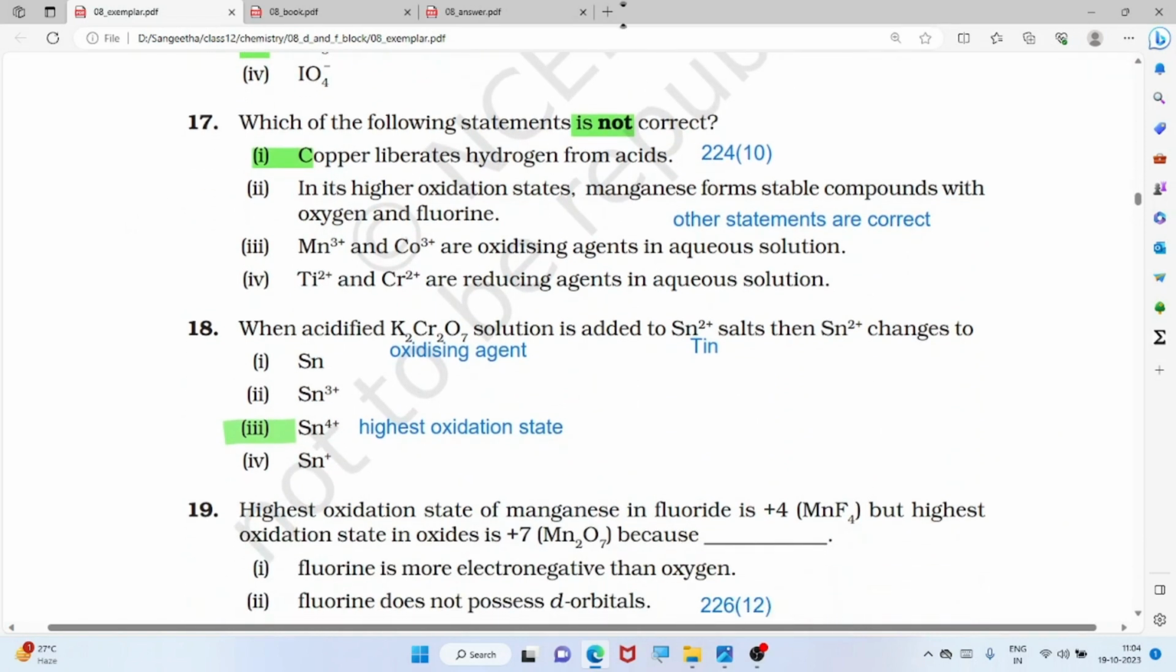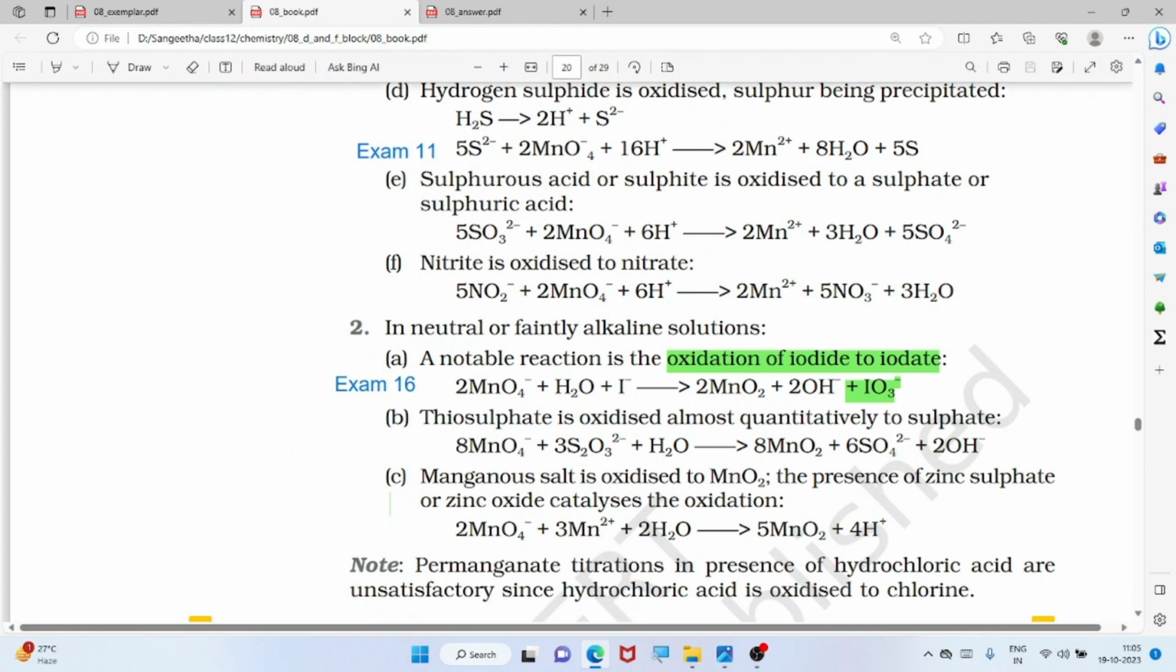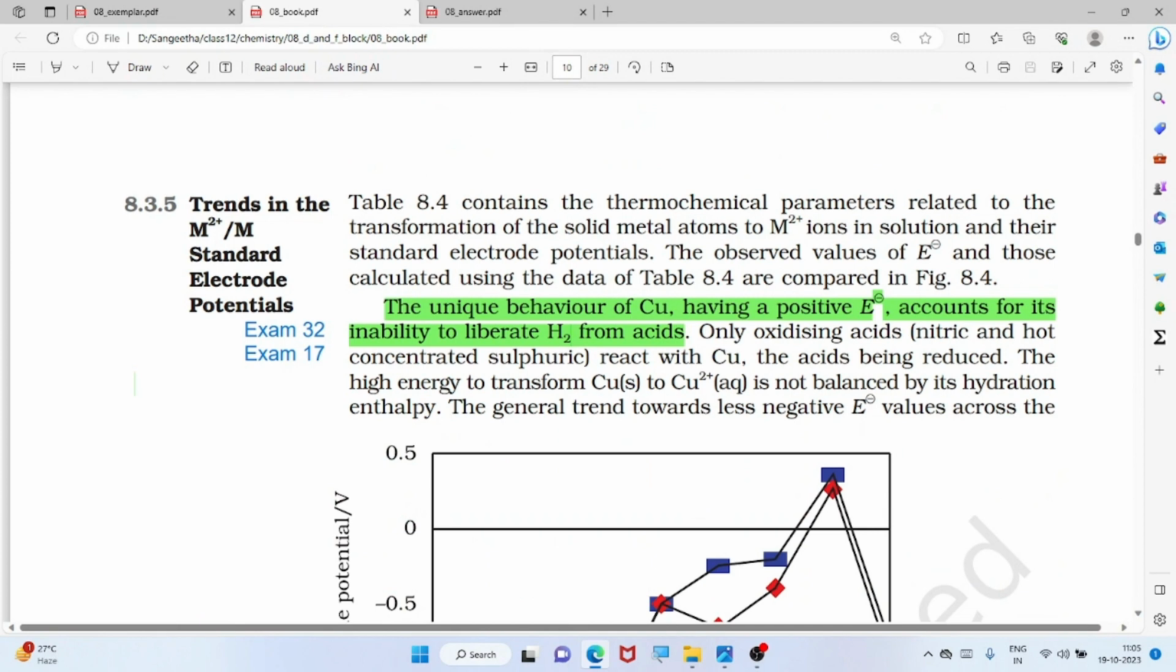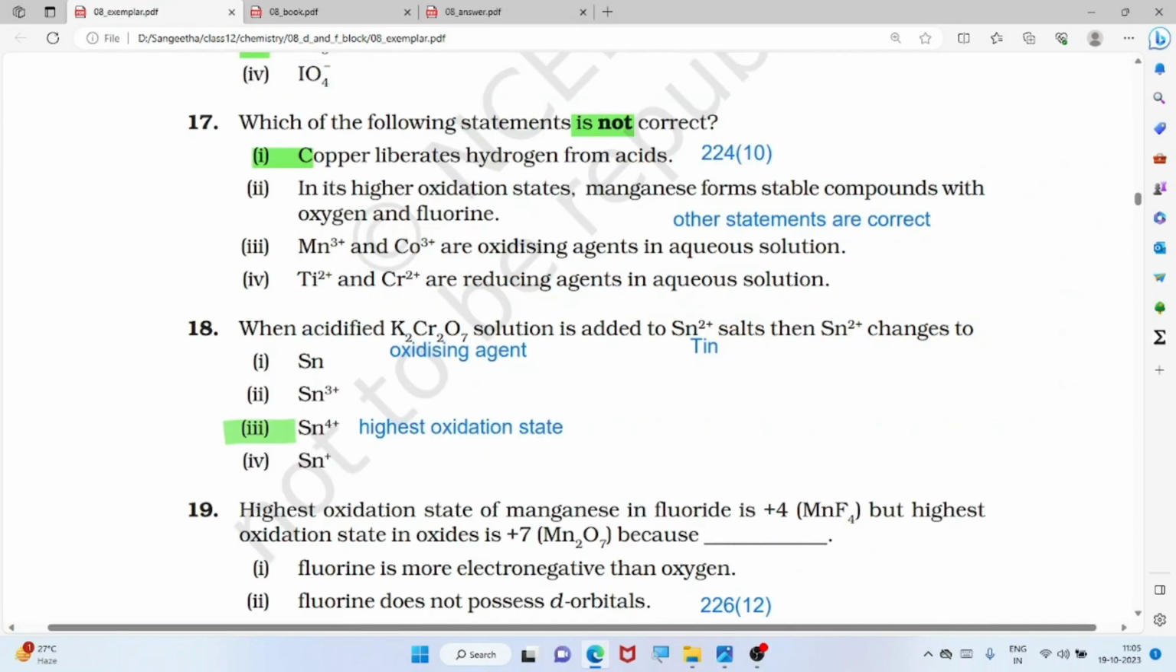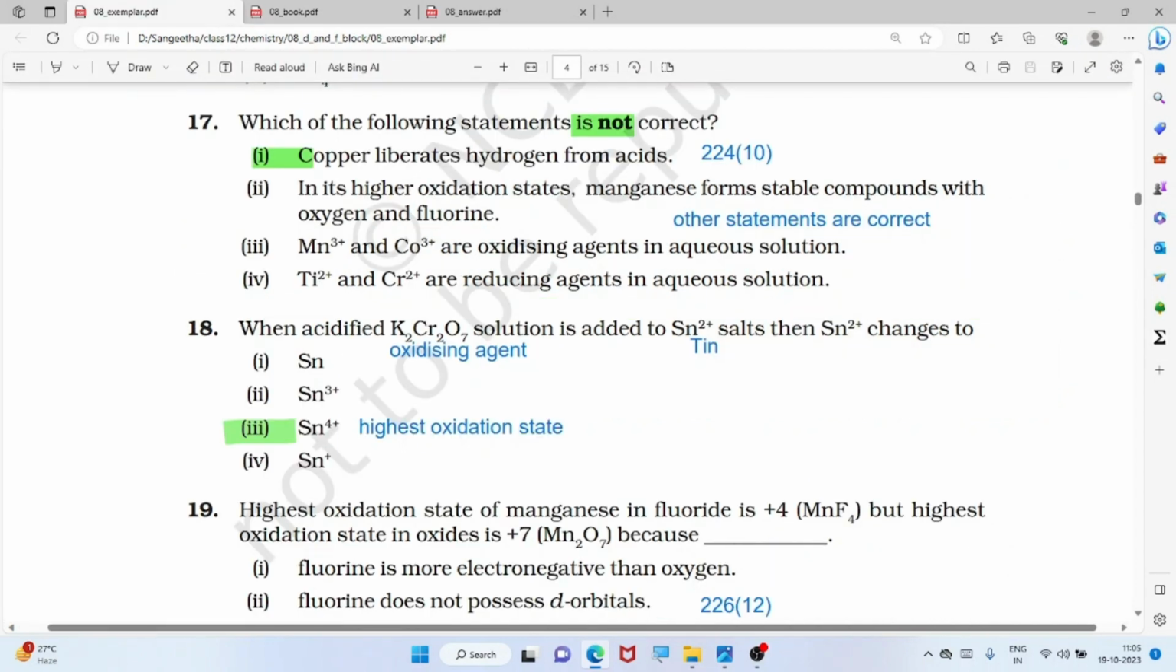Which of the following statements is not correct? Copper liberates hydrogen from acid. No, copper will have the less E minus, so it will not liberate. See, the unique behavior of having positive electrode potential accounts for the inability to liberate. It can't liberate. So copper liberating hydrogen is not correct. Other statements are correct. Okay.